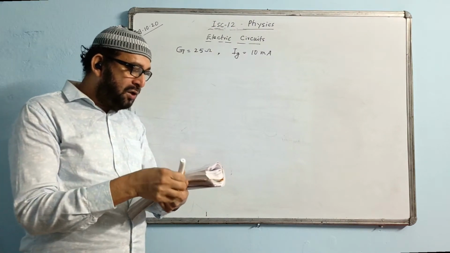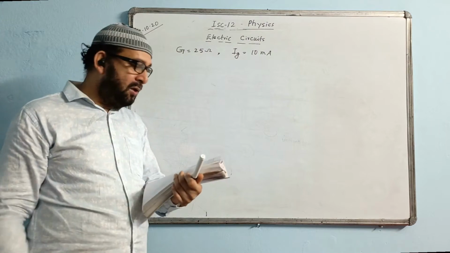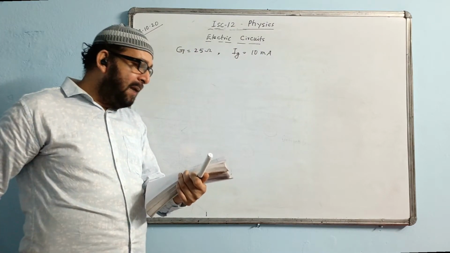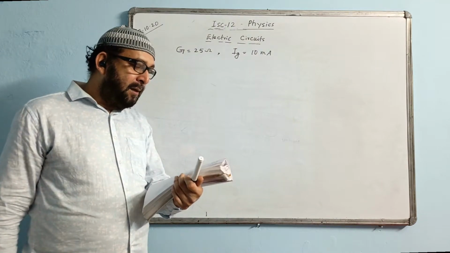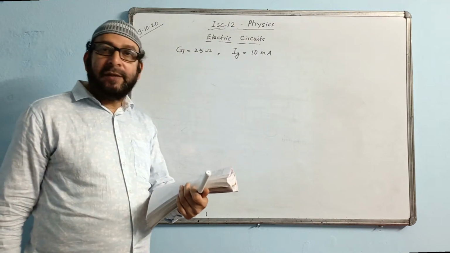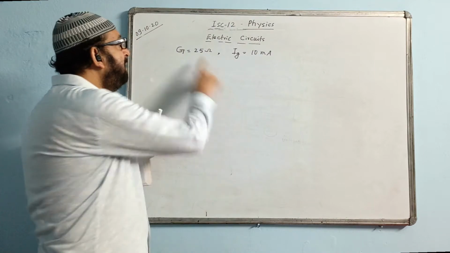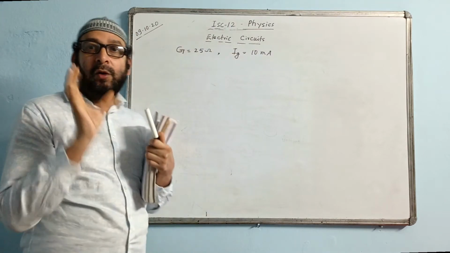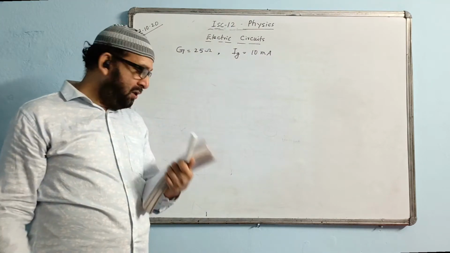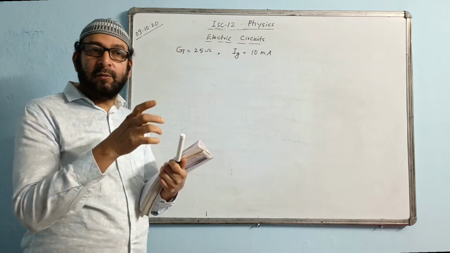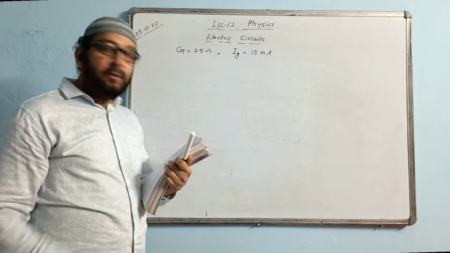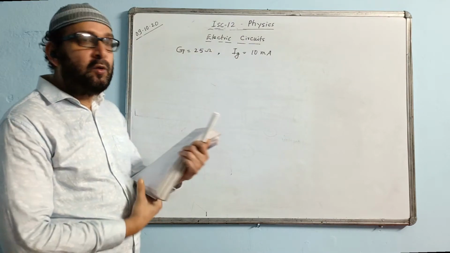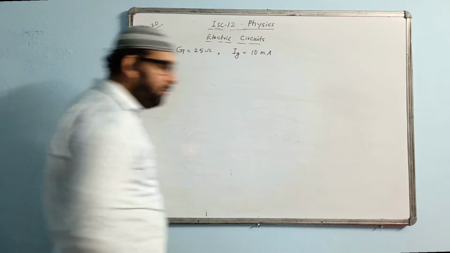Giving necessary calculations, explain with the help of a diagram how this galvanometer may be converted into a voltmeter of range 20 volt. You are changing this galvanometer into a voltmeter of range 20 volt. The range of the voltmeter, the maximum voltage which you want to read, is 20 volt. You have to draw a diagram and show suitable calculations. How will you do it?